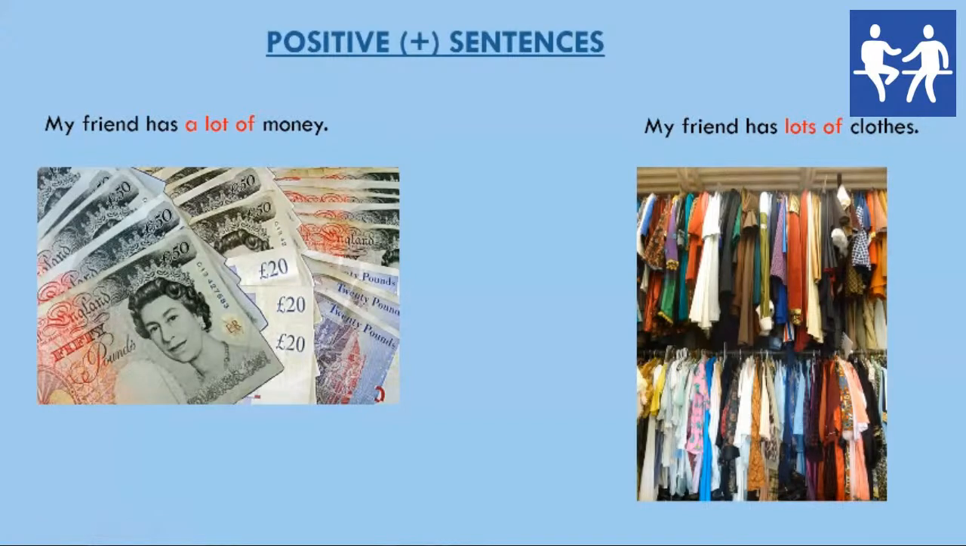They're both nouns, but there is a difference. Do you know it? Money is an uncountable noun. Clothes is a countable noun. So for an uncountable noun, we use a lot of. And for a countable noun, we use lots of.